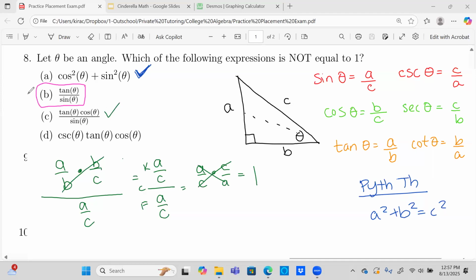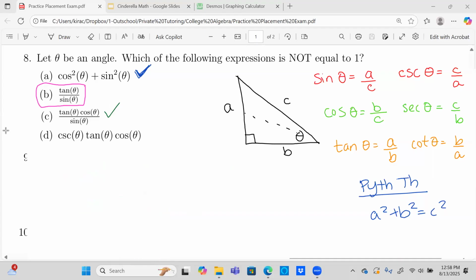That is 1. And now let's check D, as in dog. Cosecant times tan times cosine. Cross cancels. We're left with the C over C, which cancels itself as 1. So the only one that's not 1 is B as in boy there. There were other ways to do that, but to me that was the easiest.